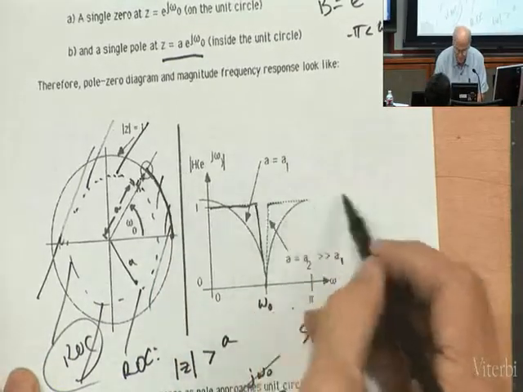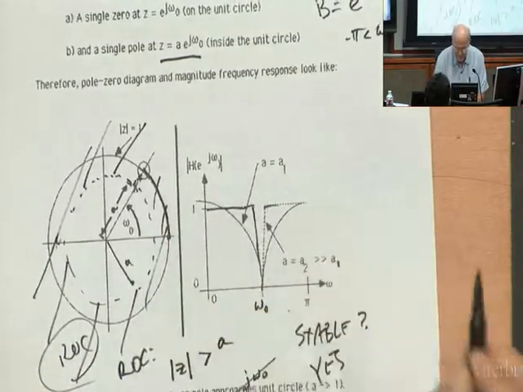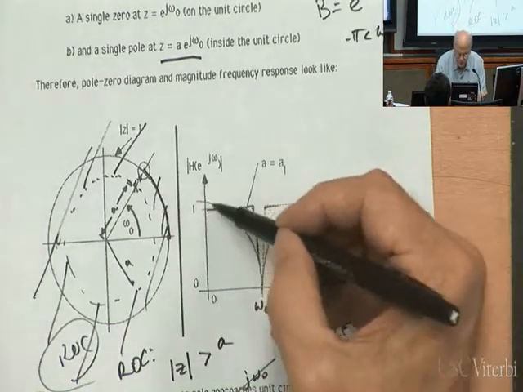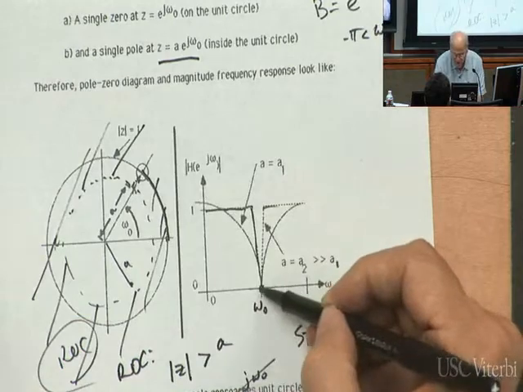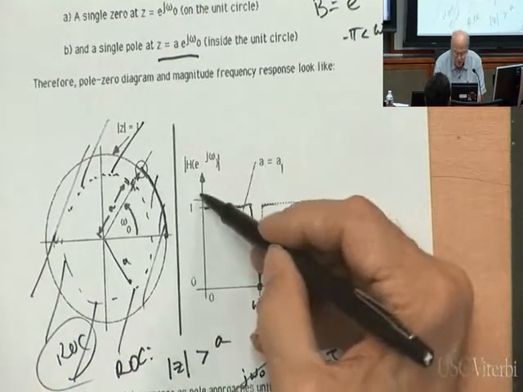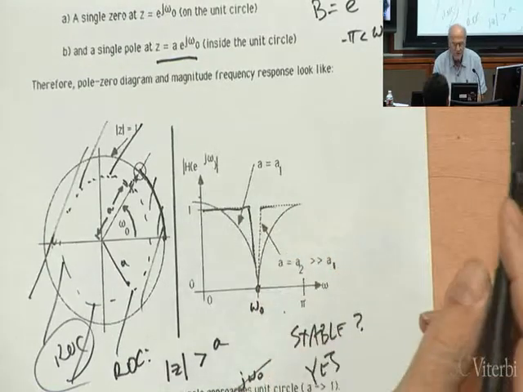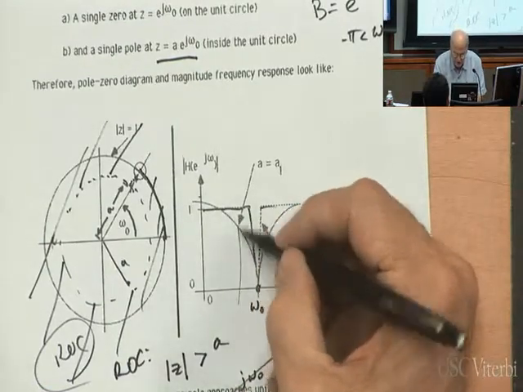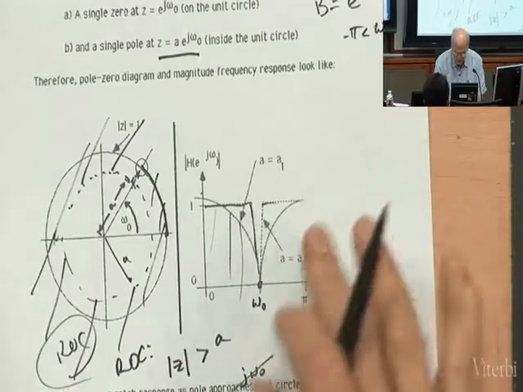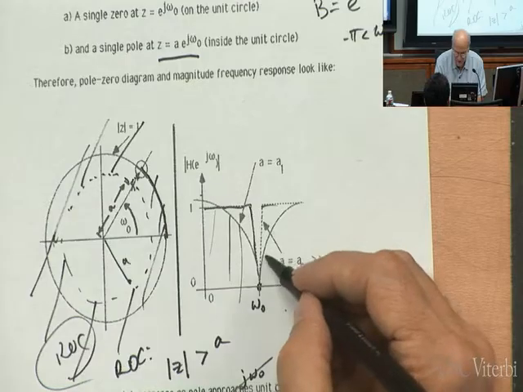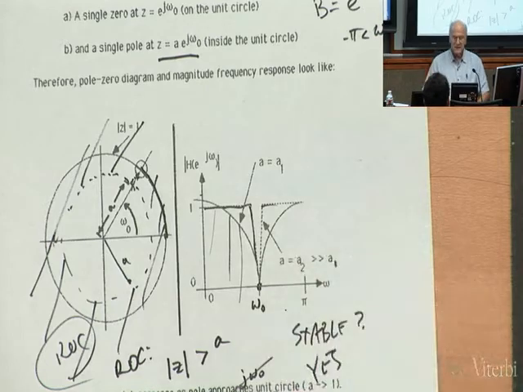Okay, bingo, like that. As a becomes smaller, closer to 0, you will still notch things out at omega naught equals 0. But what will happen is your notch is no longer very sharp, so you'll start knocking out components quite a ways away from this notch frequency omega naught. So, for instance, so what?